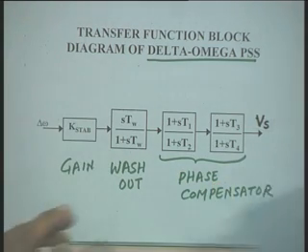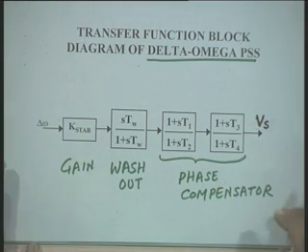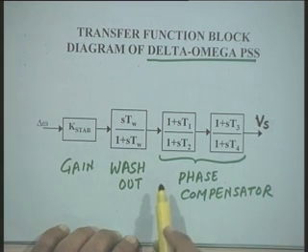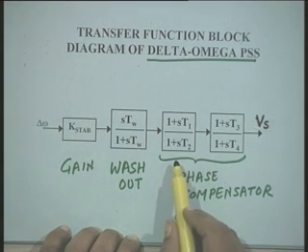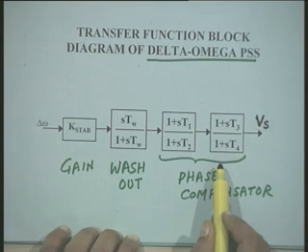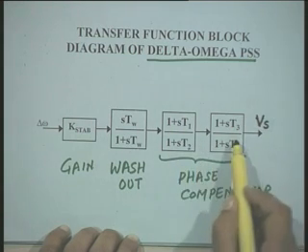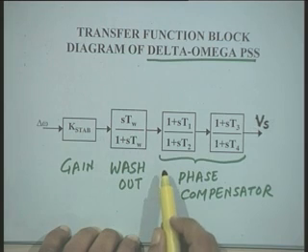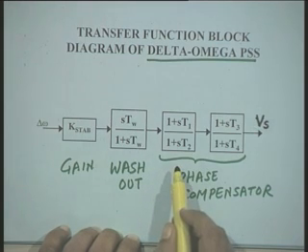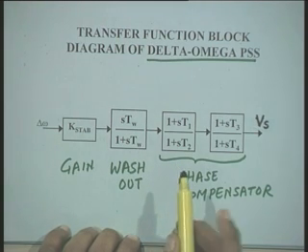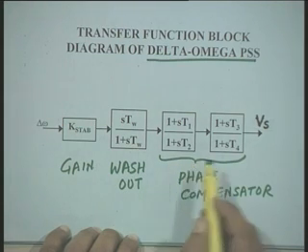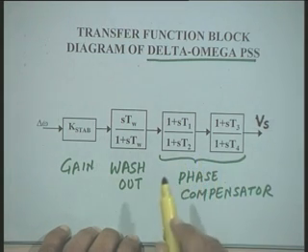The next transfer function block which you have to consider is the phase compensator. Now, here I have shown a two stage phase compensator. There are two stages which I have shown here. It is normally called a two stage phase compensator. Now, I will discuss how to design a one stage phase compensator, and in case you require two stages, then the second stage can also be designed accordingly.